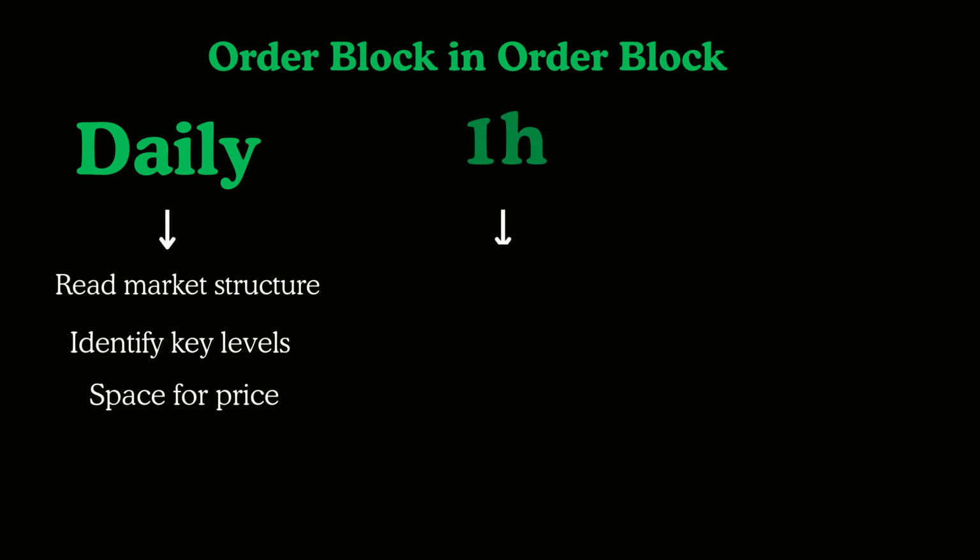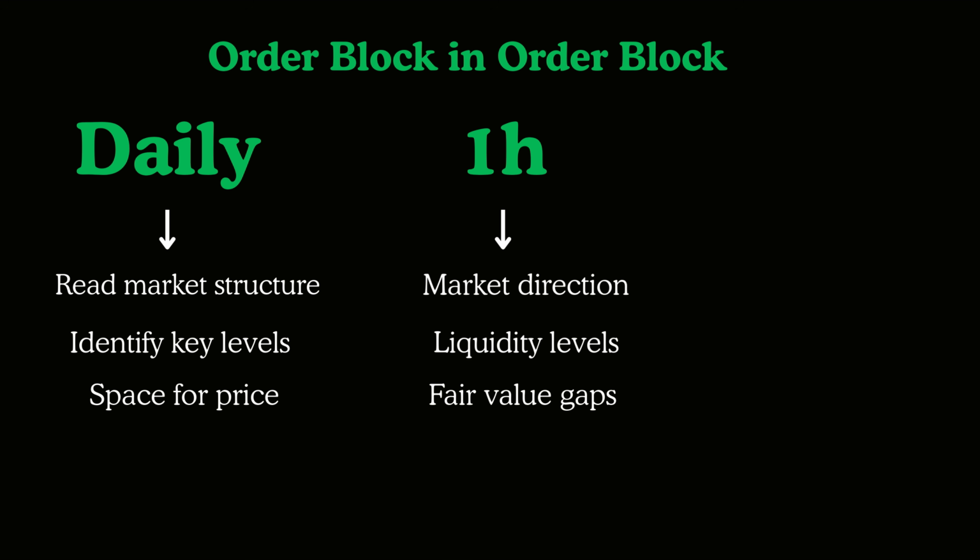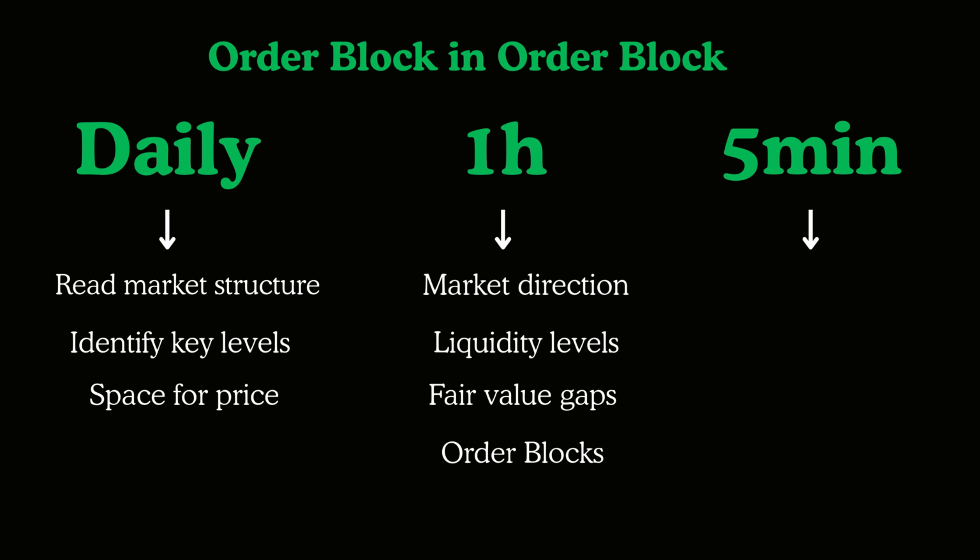Next, we use the 1-hour chart, where we apply smart money concepts to determine market direction, liquidity levels, fair value gaps, and most importantly, the order blocks. These are the optimal trading zones that could offer us a high-quality setup. Finally, we zoom in on the lower time frame, the 5-minute chart, to find confirmation and enter our positions.